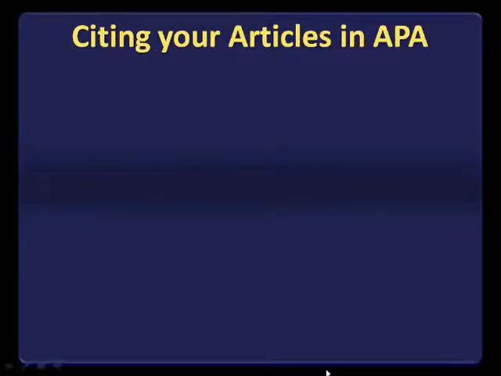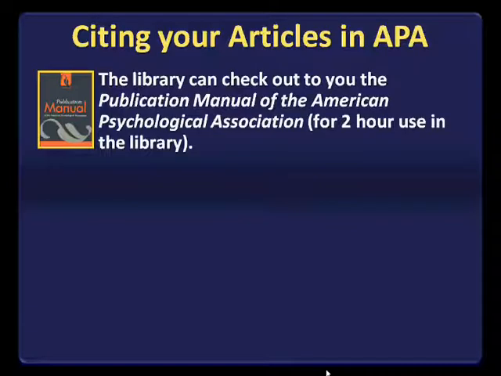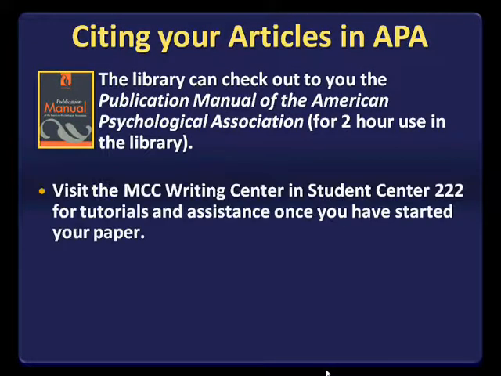You'll need to cite the articles that you find in the databases in the APA format. We have copies of the Publication Manual of the American Psychological Association in the library. Just ask for them at the front desk and you can check them out for 2 hours to use in the library. Or you can visit the MCC Writing Center. They have copies of the APA style manual, and they can also provide assistance when you've started your paper.